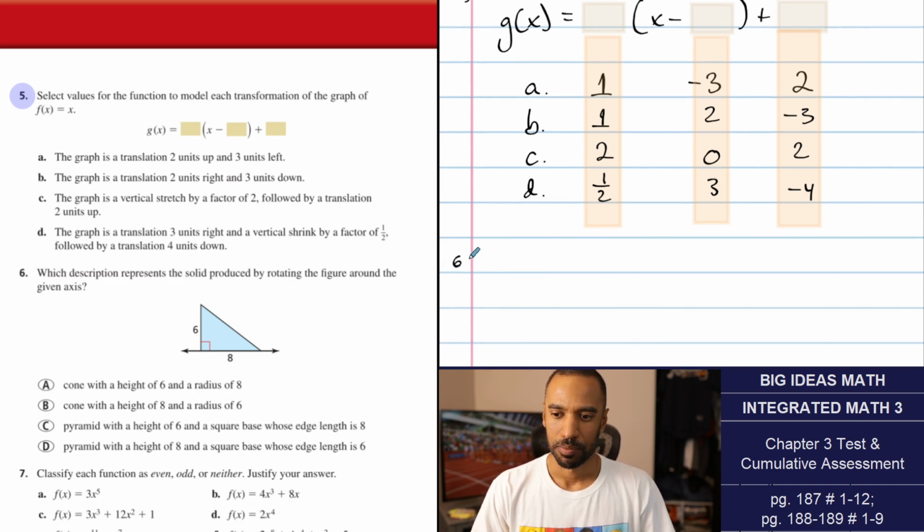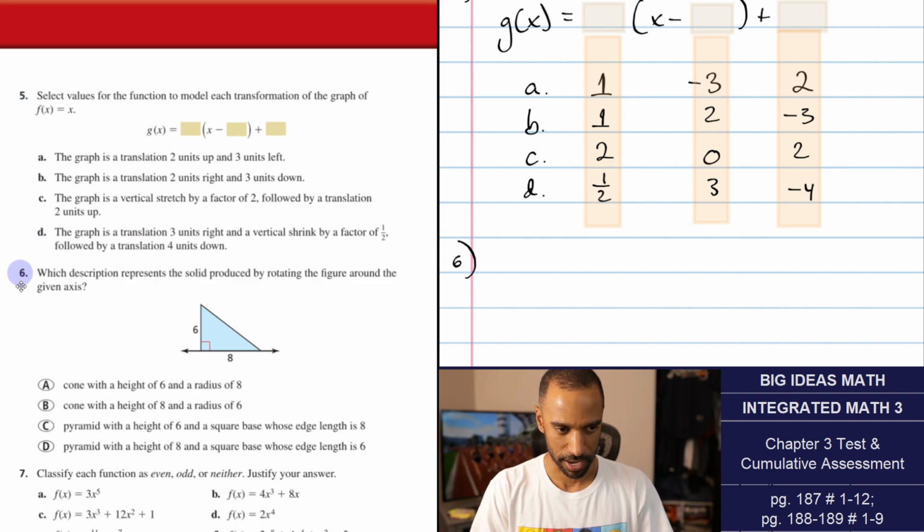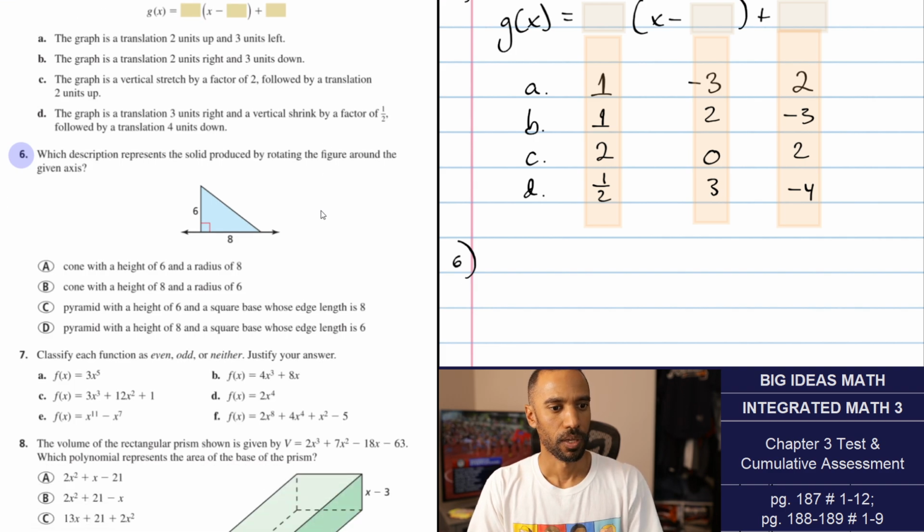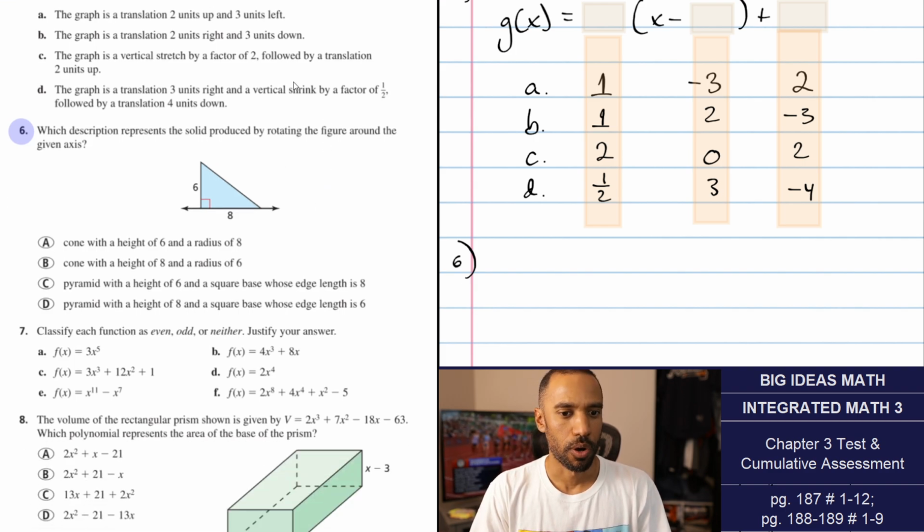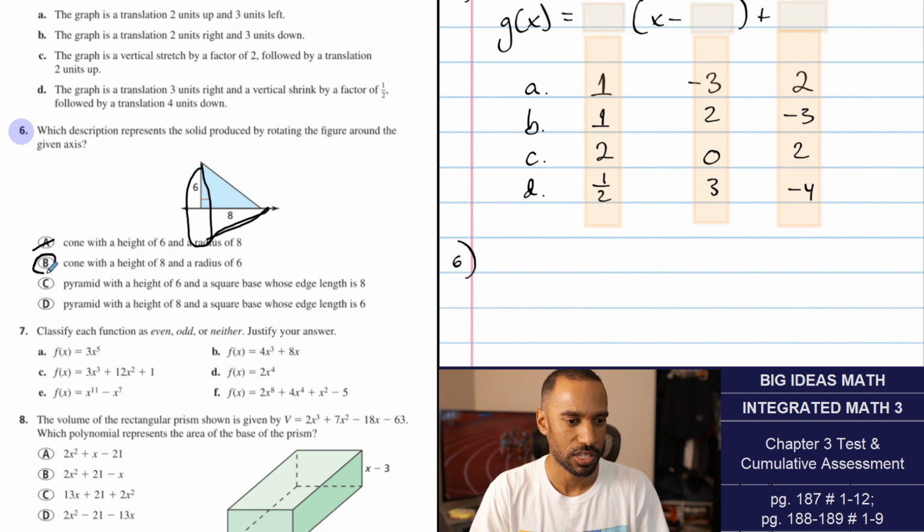Okay, number 6. Which description represents the solid produced by rotating the figure around the given axis? Okay, if we rotate around this axis here, we are going to have a cone. It's a cone like that, kind of a party hat. The radius would be 6. The height of the cone would be 8. So a cone with a height of 6, radius 8, no. Cone with a height of 8, radius 6, yes.